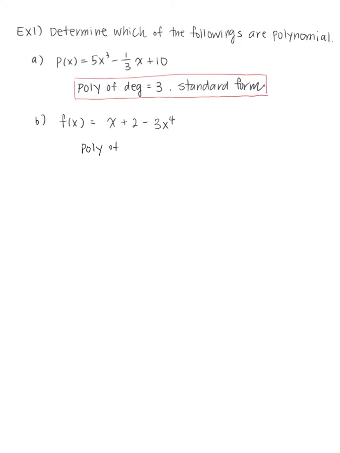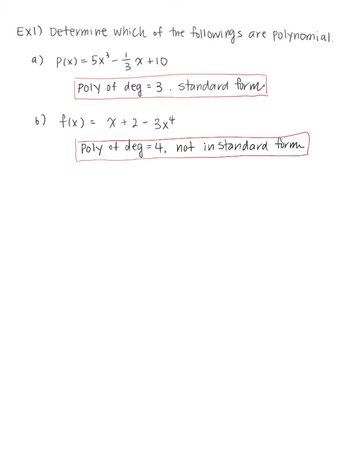In this case, this one's degree 4. But is this in standard form? Nope, because in order to be in standard form, it has to start from the highest degree to the lowest in order. So this is not in standard form. So far, so good. All right, now let's look at the next one.